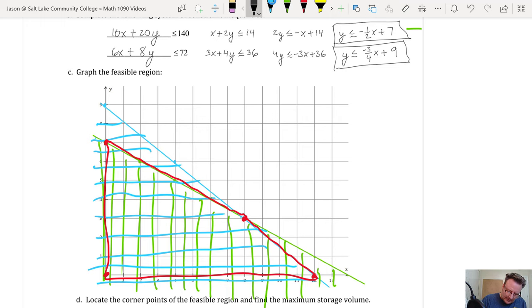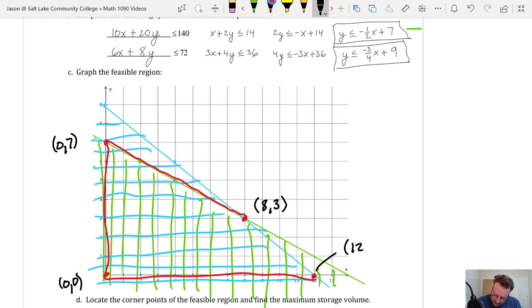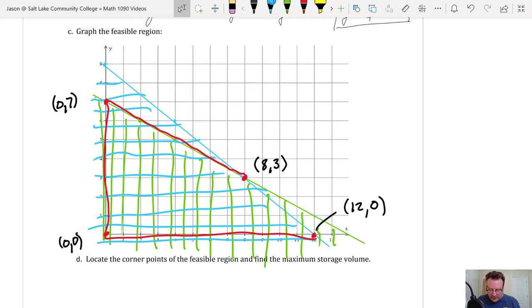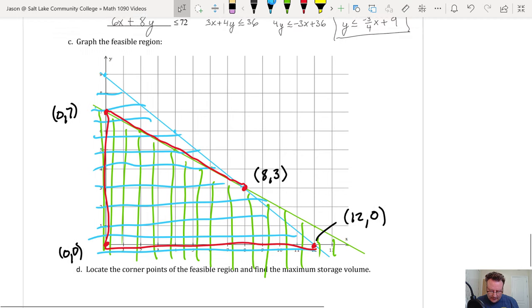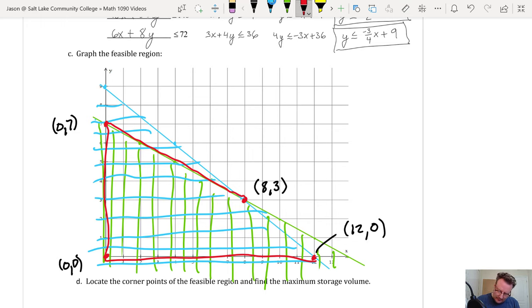Okay, let's label these vertices. Let's get a darker marker here. This is the point 0, 7. 0, 0. Let's see, this point has coordinates of 8, 3. And this one has coordinates of 12, 0. Okay. So that's part of part D. Locate the corner points of the feasible region and find the maximum storage volume. So we want to plug, there we go. That's our feasible region.